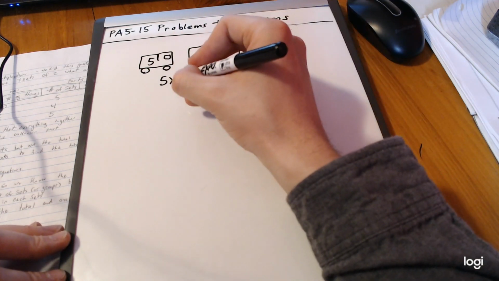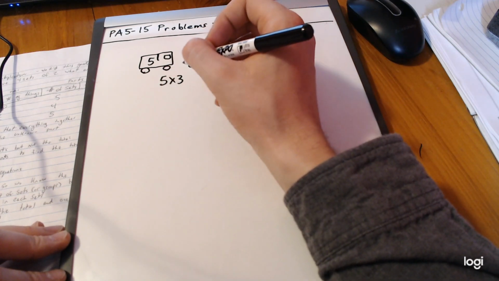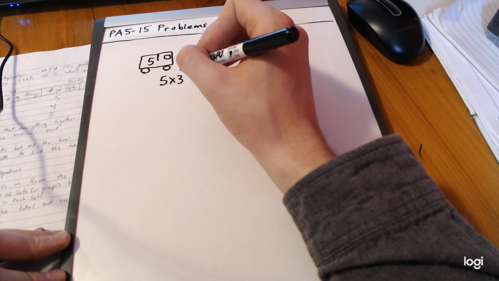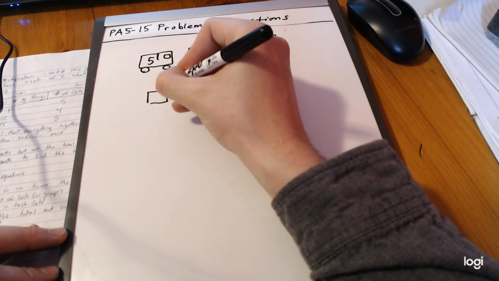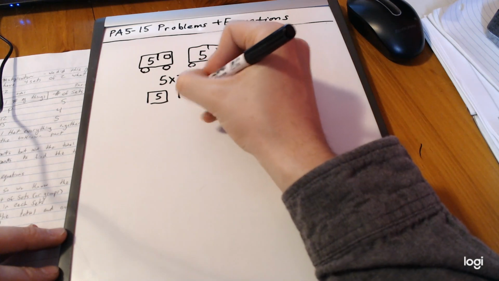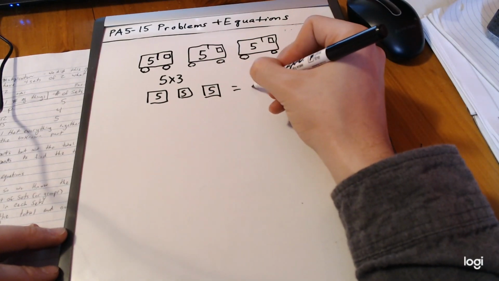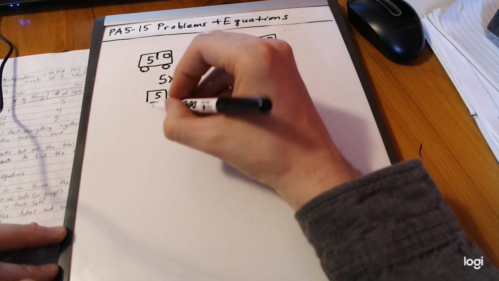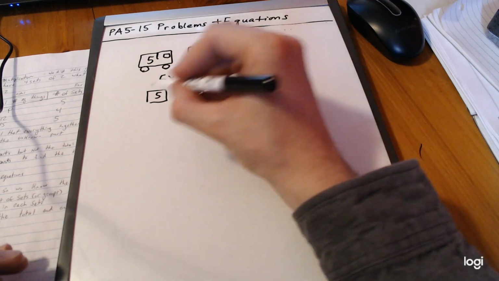Because when you say 5 times 3, basically you're saying that you have 3 or 5 groups of 3 or 3 groups of 5. So you're basically saying I have 5, 5, and 5, which equals 15. If you add these together, 5, 5, 5, that equals 15. So you get the idea of sets.